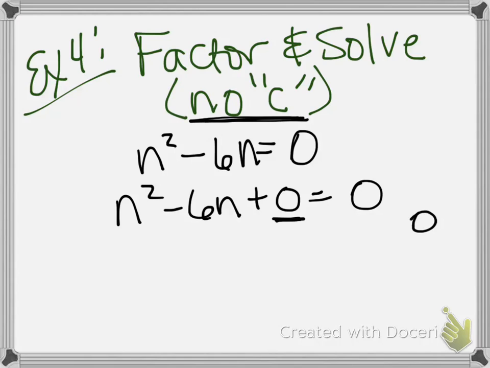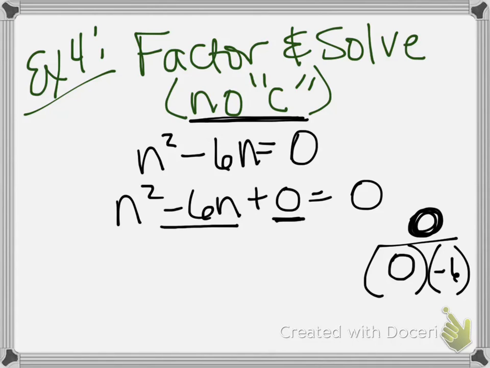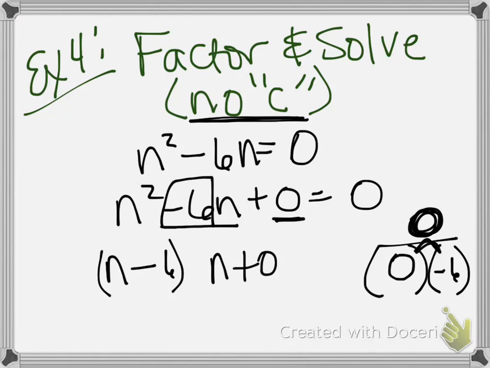So now think about this. I'm trying to think of something that multiplies to give me 0. Well, 0 times anything gives you 0. So if I'm trying to add up to negative 6, what could I multiply by 0 to get 0 that could also add up to give me negative 6? So what if I did 0 times negative 6? Well, that multiplies to give me 0 still, and when I add them together, 0 plus negative 6 adds up to give me negative 6. So my two factors are n minus 6 and n plus 0.